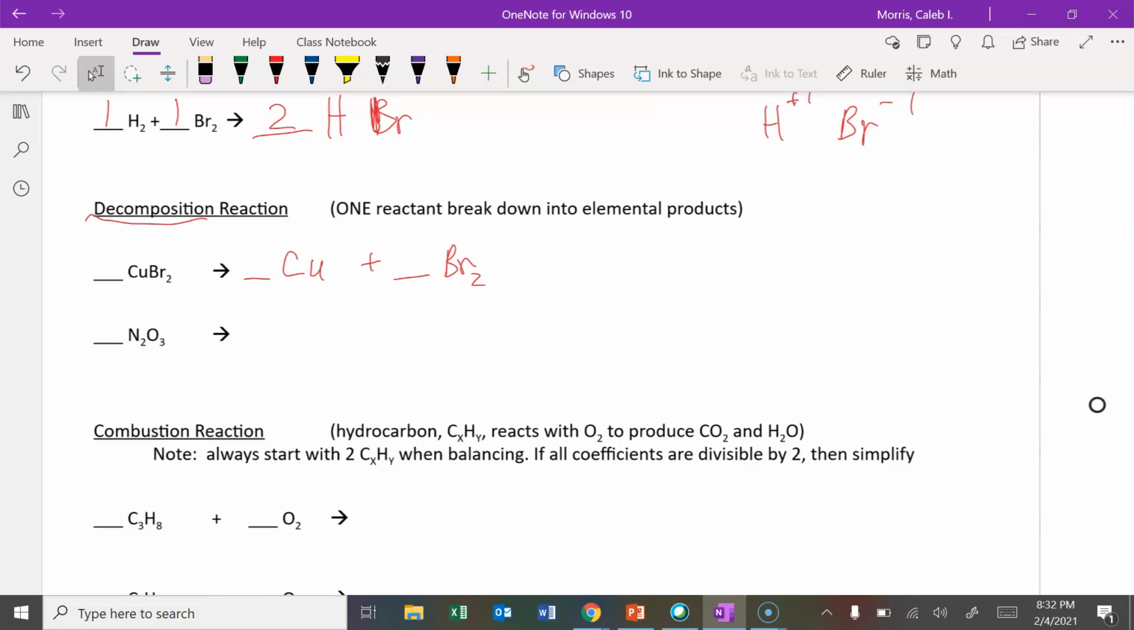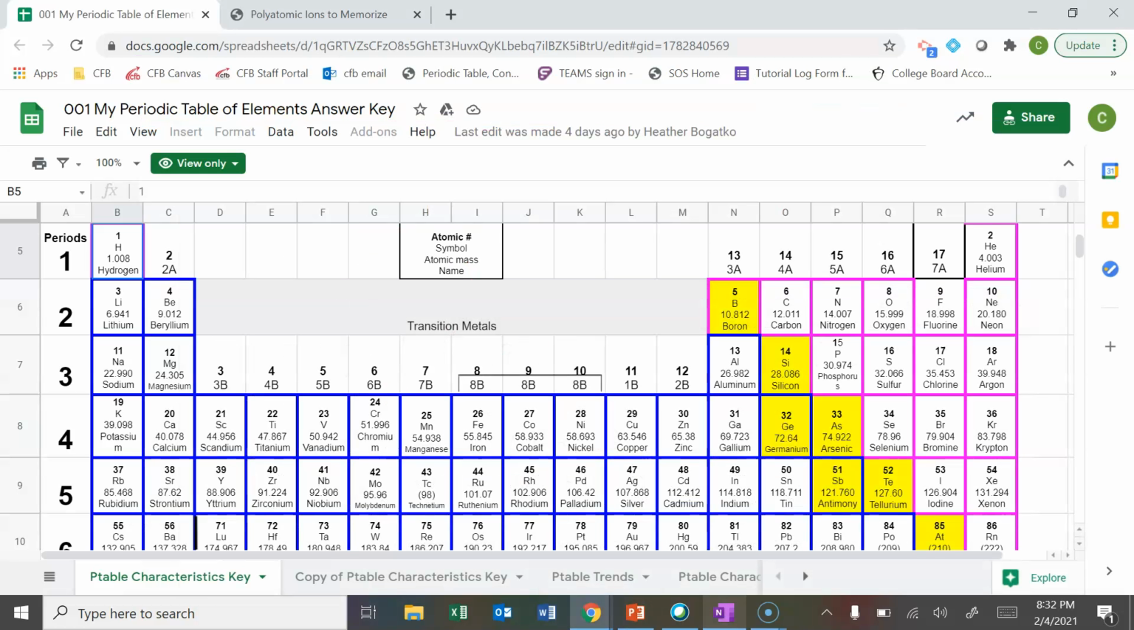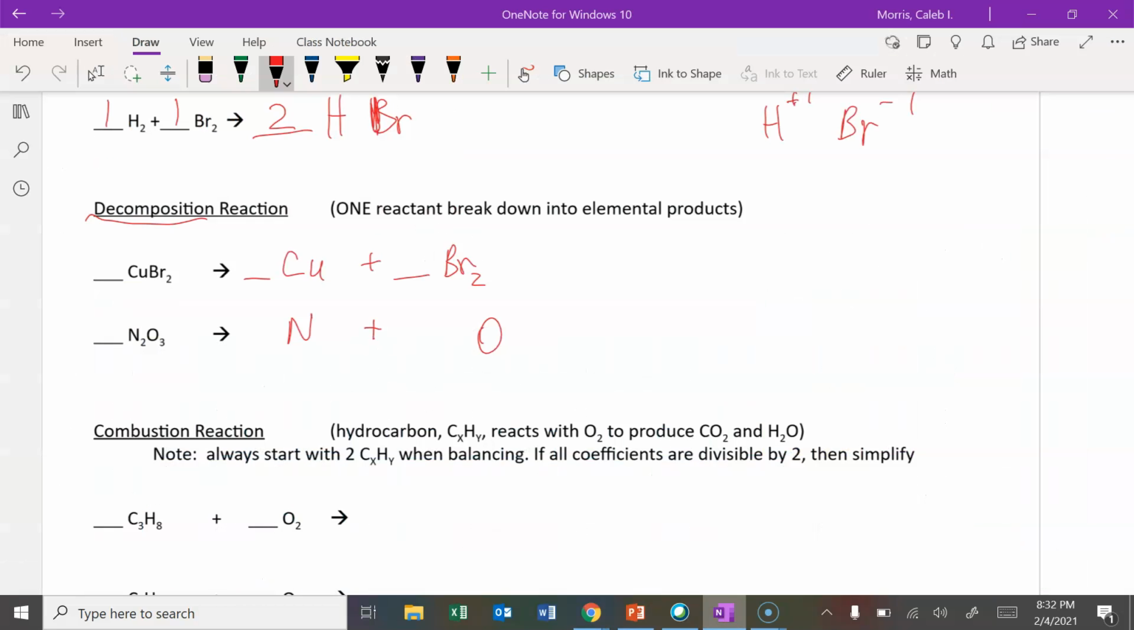Okay, let's look at N2O3. All right, I've got nitrogen plus oxygen. Let's look at our periodic table again. Nitrogen is element number 7. Oxygen is right next to it. So they're both in the 7. Go to 7, make a 7. Nitrogen and oxygen are both diatomic elements. So I'm going to have to put a 2 for both of them. N2 and O2.